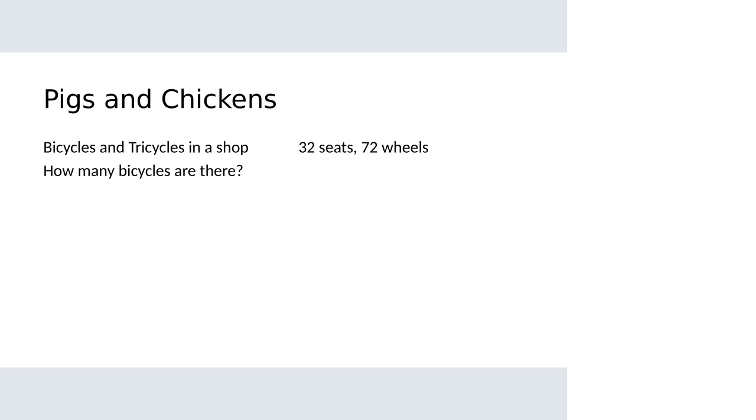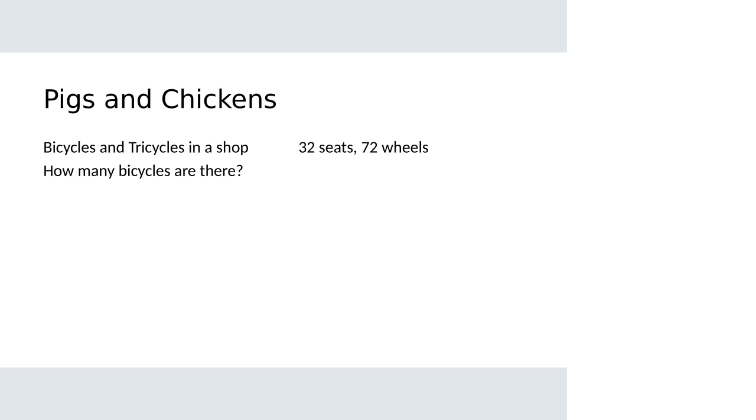Going back all the way to the beginning of this class with problem solving, and even leaning back into Math 122 a little bit, is the idea of a problem involving pigs and chickens, where you see a certain number of heads out in the yard and a certain number of feet. How many pigs are there?